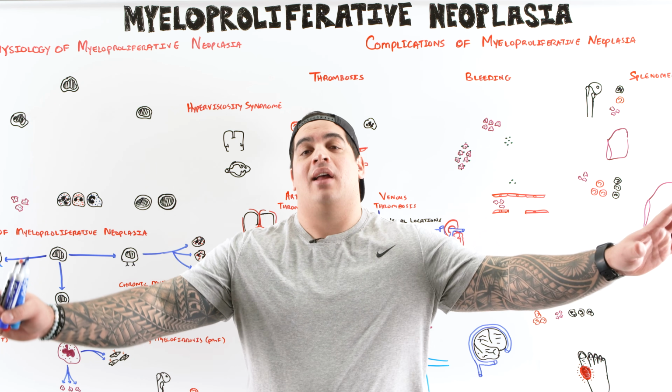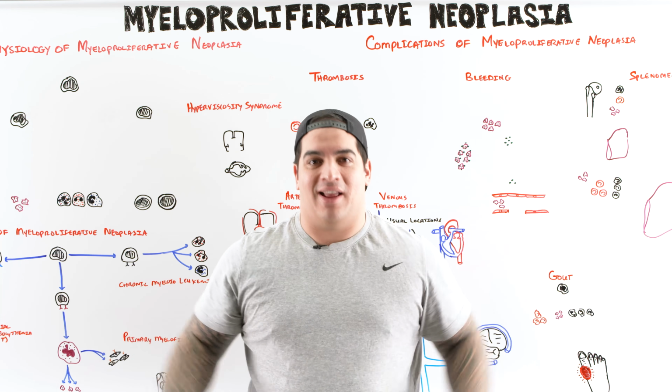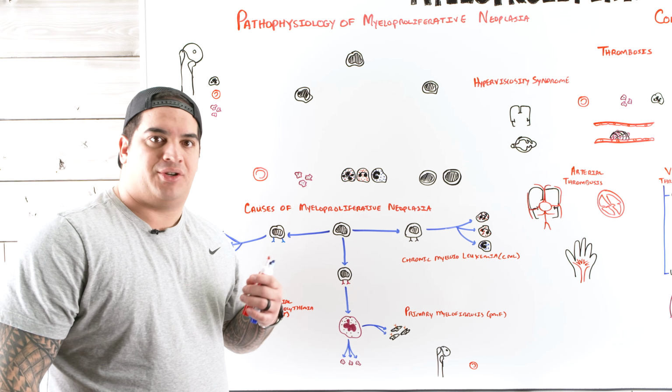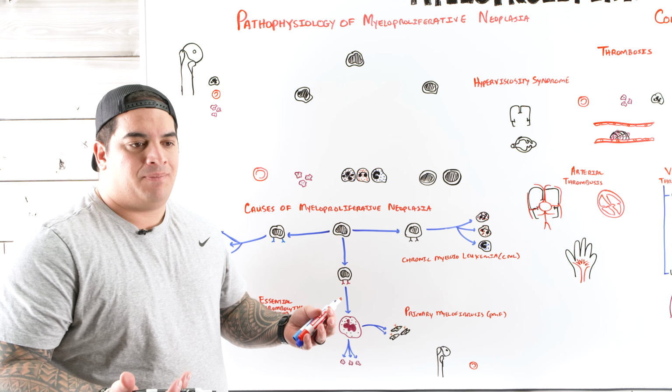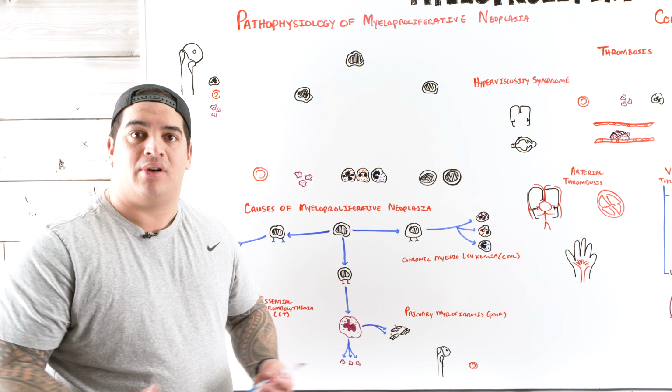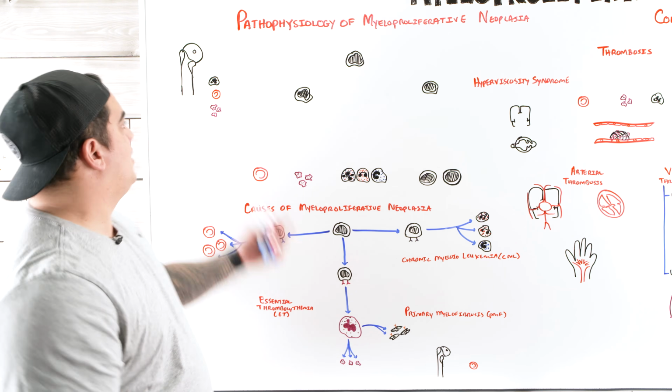All right, let's talk a lot about myeloproliferative neoplasia. All right, my friends, let's talk about the pathophysiology of myeloproliferative neoplasia. So it's basically a concept that we have to understand that when we talk about hematopoiesis, it is the production of blood cells, right? And it usually occurs in the bone marrow.